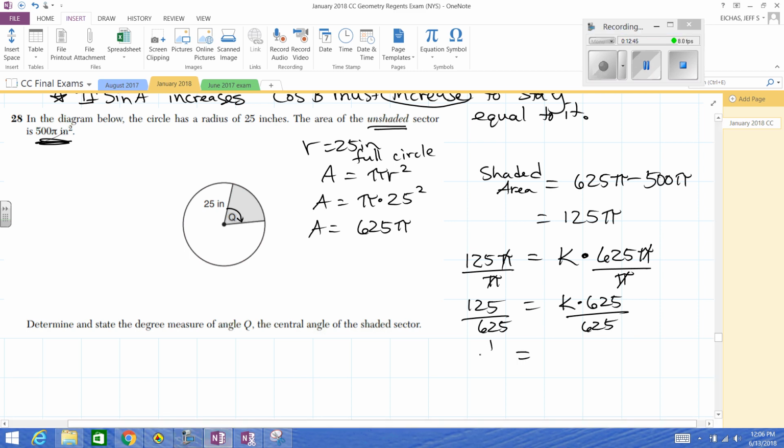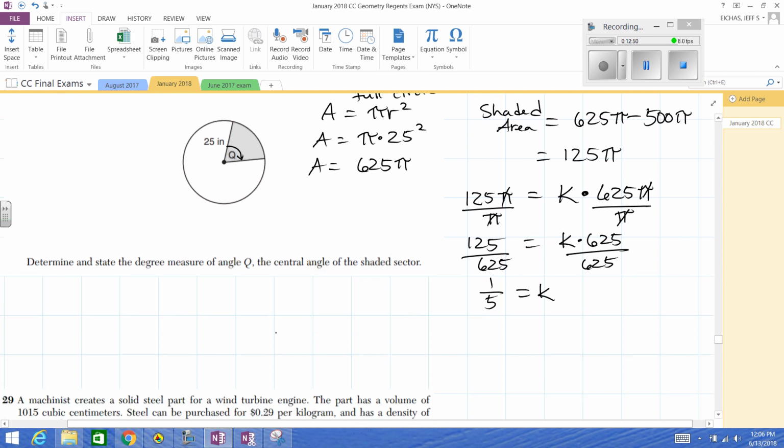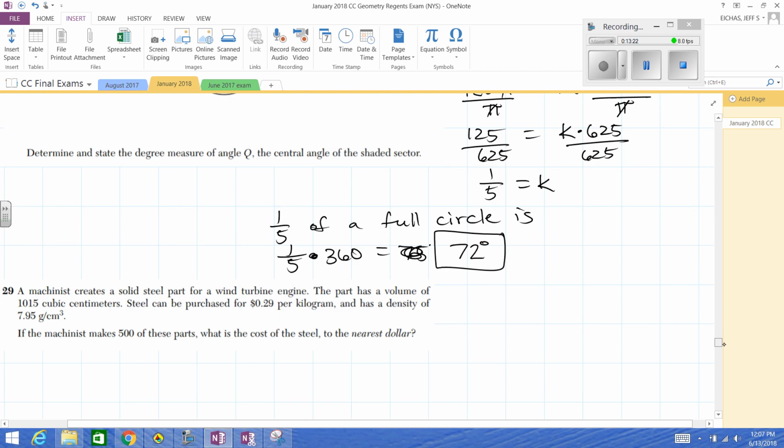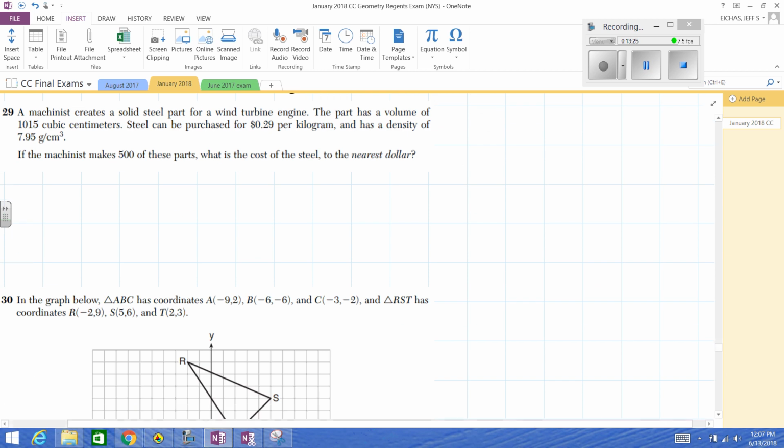When we reduce this, it's 1/5. So think about it: 1/5 of a full circle is 1/5 of 360, and I get 72 degrees. That's the central angle of the shaded region. There are a number of ways you could have done this; this is just the way I chose. So, 72 degrees.